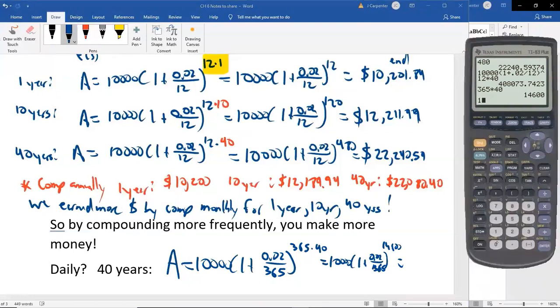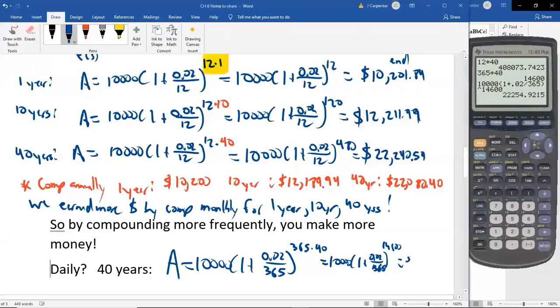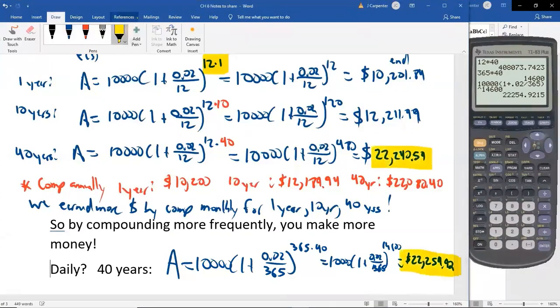So if we do 10,000 times 1 plus 0.02 divided by 365, then raise the exponent to the 14,600, we get $22,254.92. So 254, now let's compare the compounding monthly to the compounding daily. You can see it here.